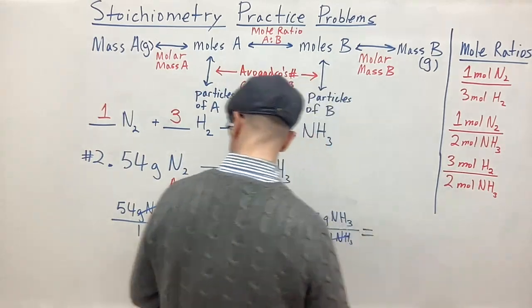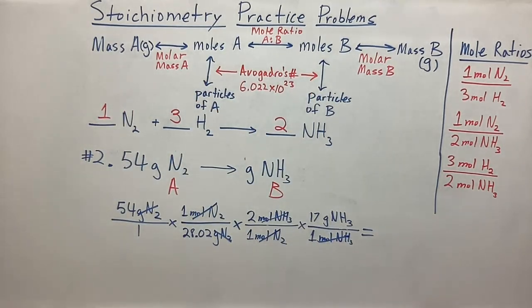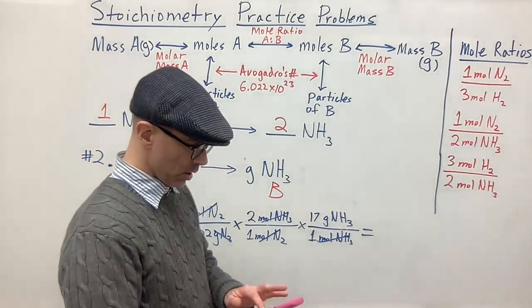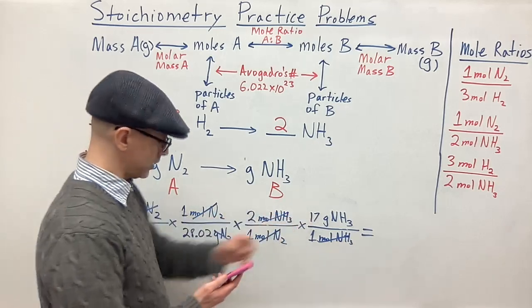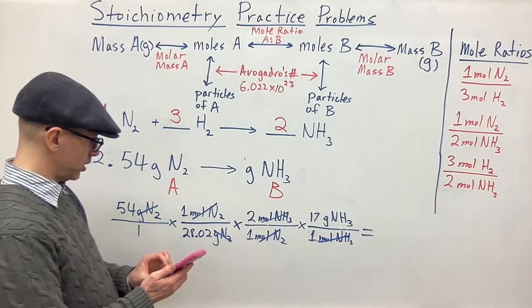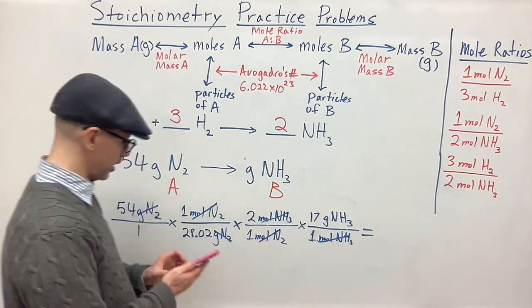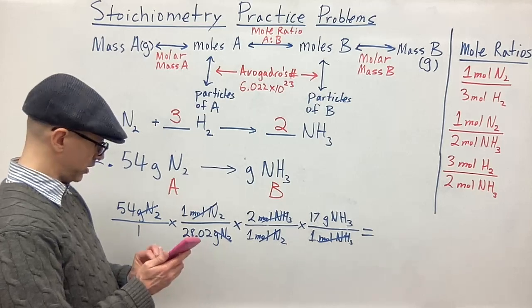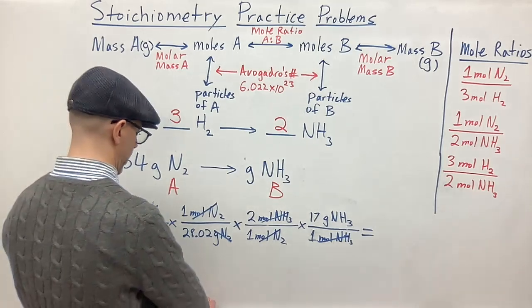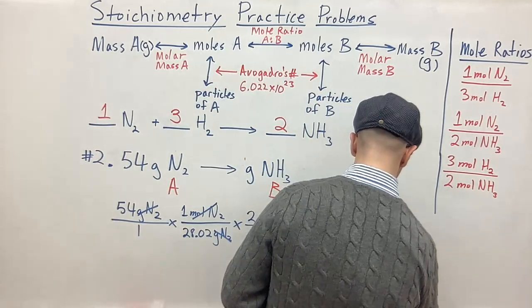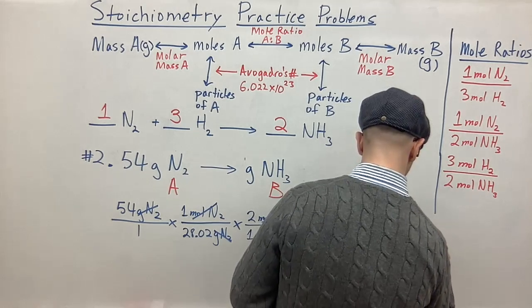So you calculate the answer by, let me get my calculator really quick. Okay, so I take 54 and I multiply across the top. So 54 times 2 times 17, and I divide by everything on the bottom, so divided by 28.02 equals, and I get about 65.5 grams. So that's going to be equal to 65.5 grams of ammonia.